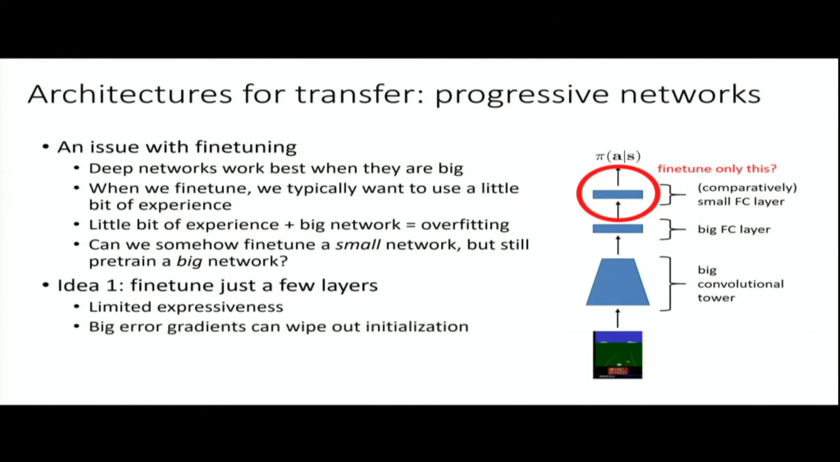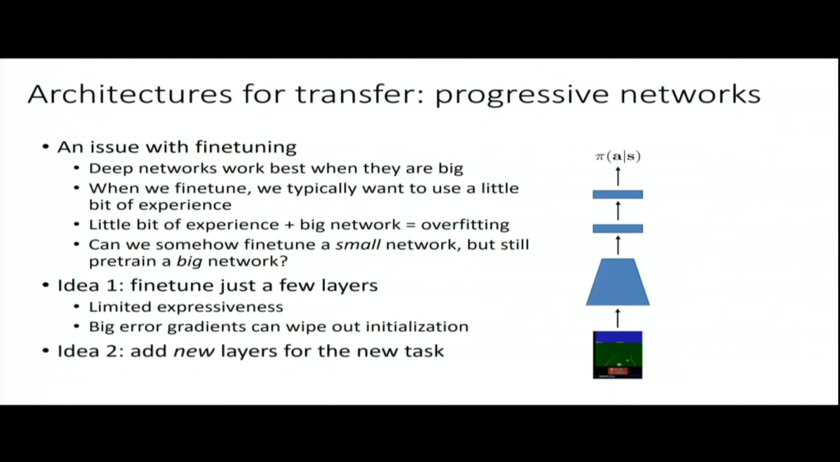And the other thing is that if we do let the gradients flow through the whole network, then the big error gradients up at the top, when we first start fine-tuning, when we don't know how to do the problem, might actually wipe out the nice initialization further down. So if we fine-tune just the last layer, then we have limited expressiveness. If we let the gradients fall all the way down, we might actually wipe out our good initialization, and we might also overfit.